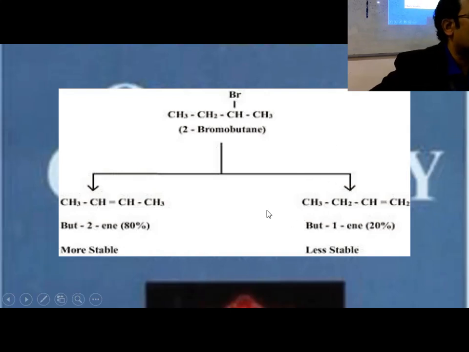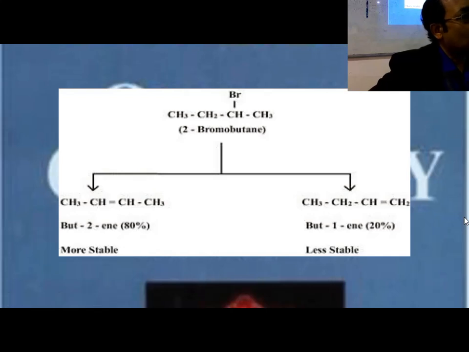We call this the Hofmann product, which has the terminal double bond. And when you are getting the double bond in the middle, which gives the more stable product, it is called the Saytzeff product. What is the spelling of Saytzeff? S-A-Y-T-Z-E-F-F. You can write down Saytzeff product. This product, which is more stable, is 80% of the elimination. The other one is called the Hofmann product, which we are getting only 20% here in this case, but in some other condition, that Hofmann product also may be prominent.